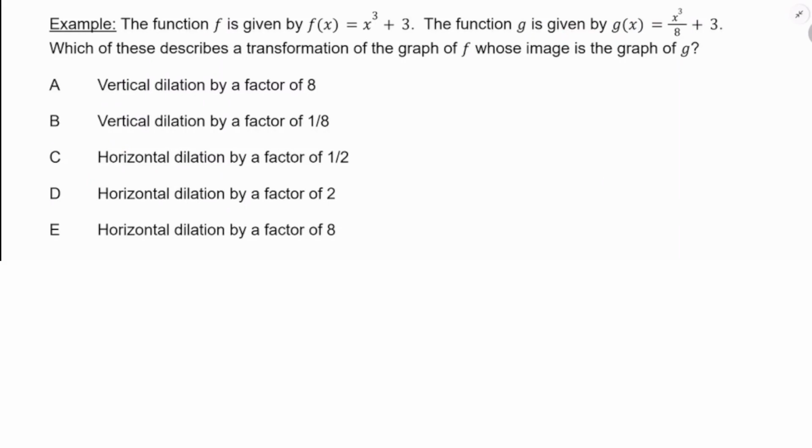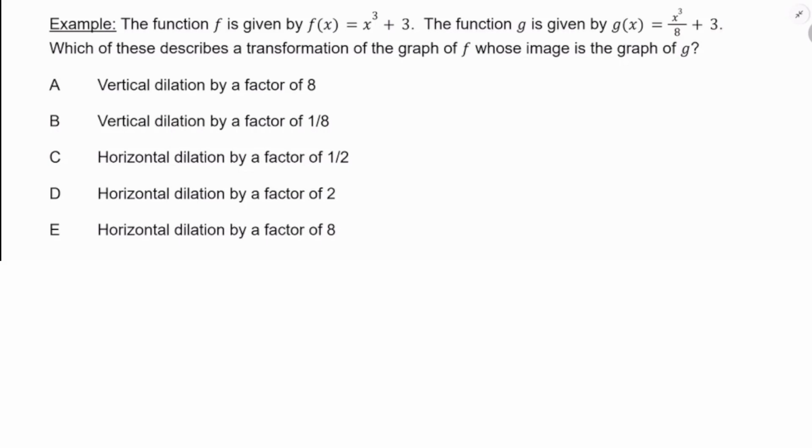All right, 2 more examples. The function f is given by f of x equals x to the 3 plus 3, and g is x to the 3 divided by 8 plus 3. The question is, which of these describes a transformation of the graph of f that gives the graph of g.